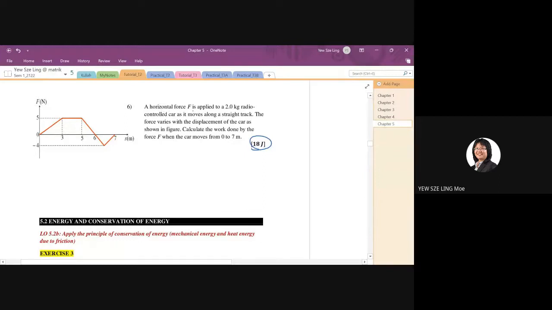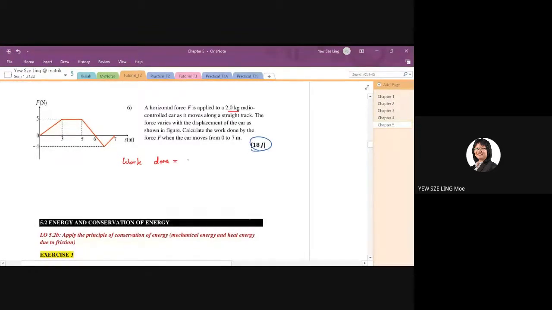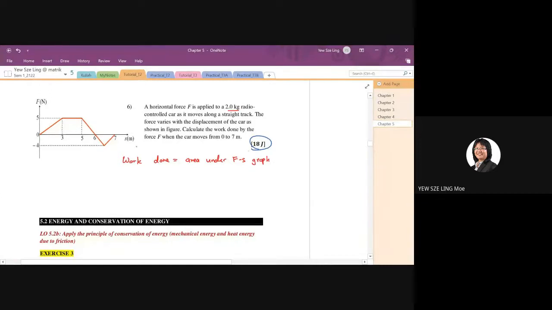A horizontal force applies to a 2 kg radio control car as it moves along a straight track. The force varies with the displacement of the car as shown in the figure. Calculate the work done for it to move from 0 until 7 meters. You can split this question into a few parts, or you can straight away calculate it in one equation. The most important thing, again, you need to tell the examiner: work done is equal to the area under the Fs graph.